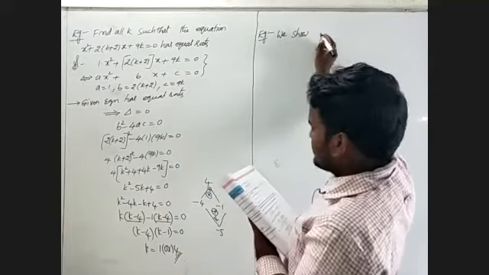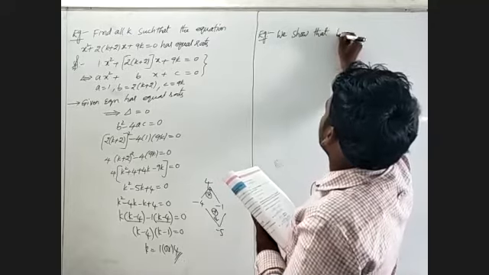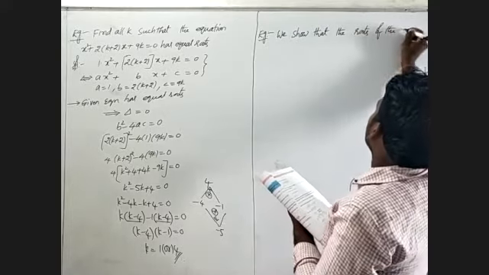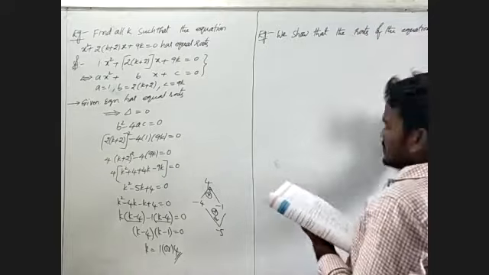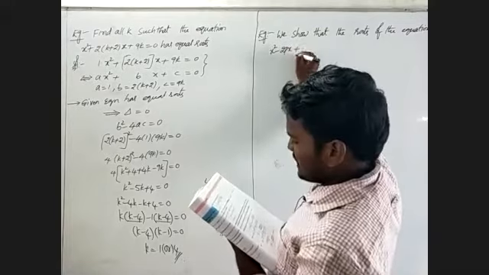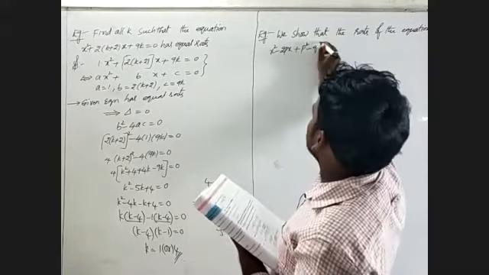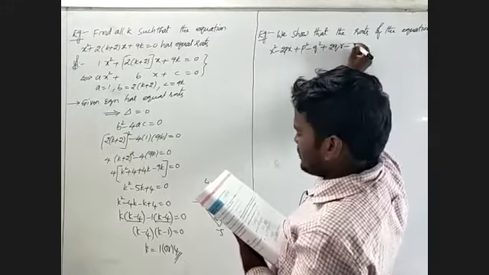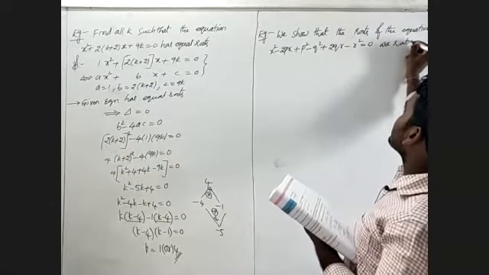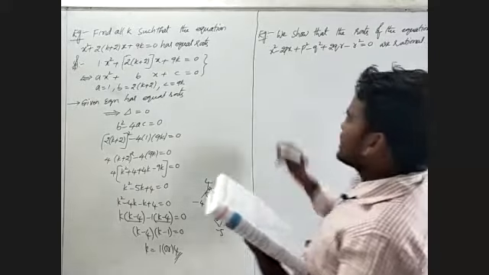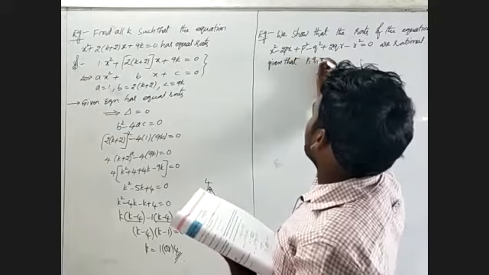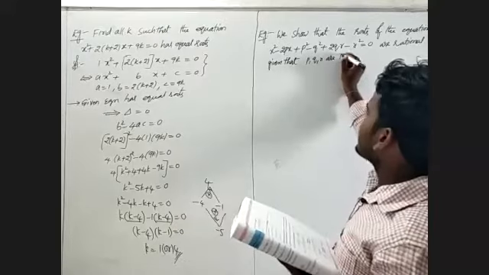We show that the roots of the equation x square minus 2px plus p square minus q square plus 2qr minus r square equal to 0 are rational, given that p, q, r are rational.